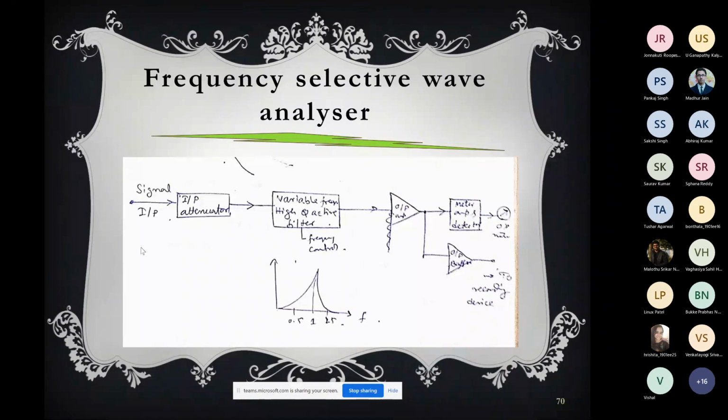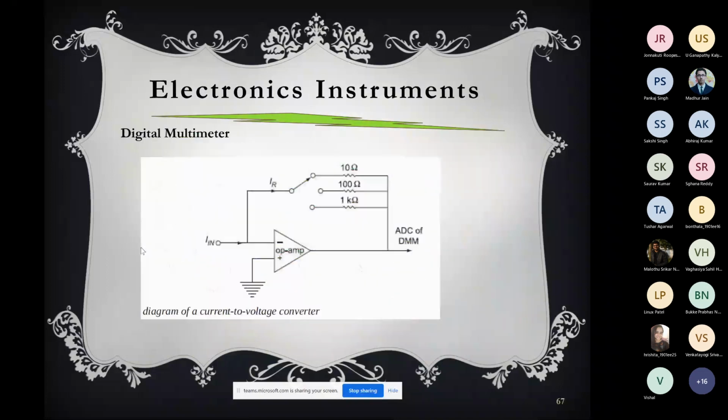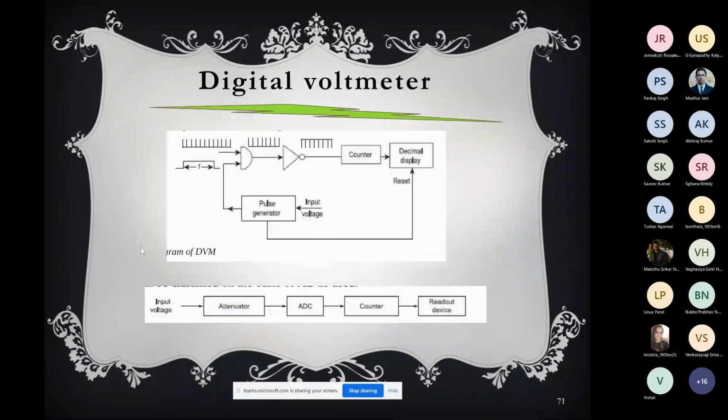You read all those things from Kalsi. There it is given in very detail. Kalsi is the book which I refer. Most of the instruments are also available in Sahani, but in the Kalsi book, things like the DSO, then the frequency selective wave analyzer, then the frequency counter are there in great detail. You can read it.